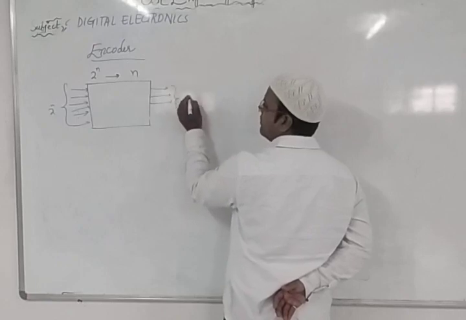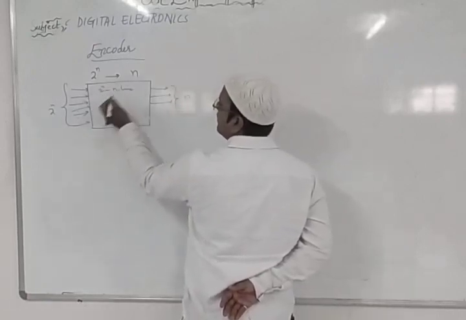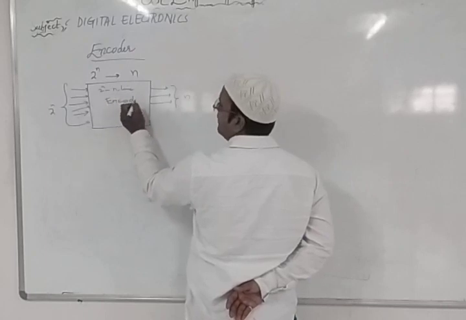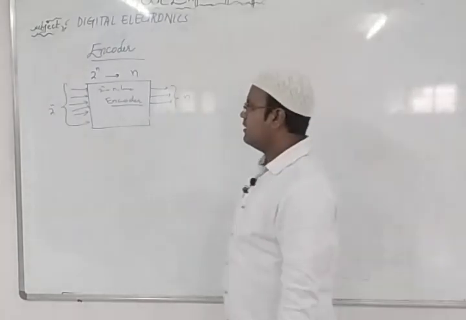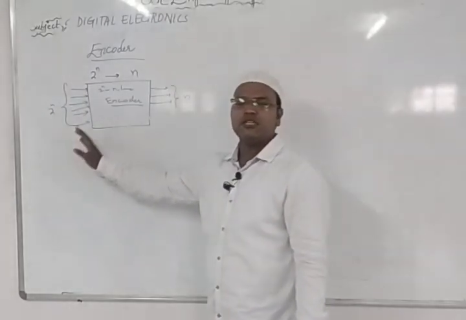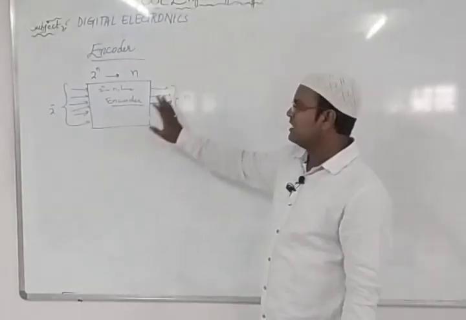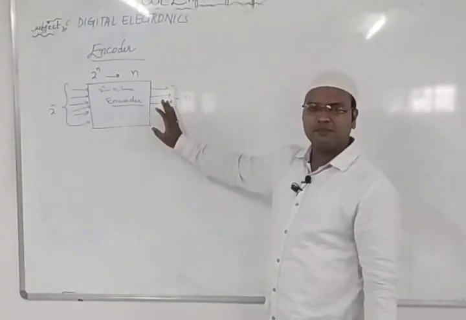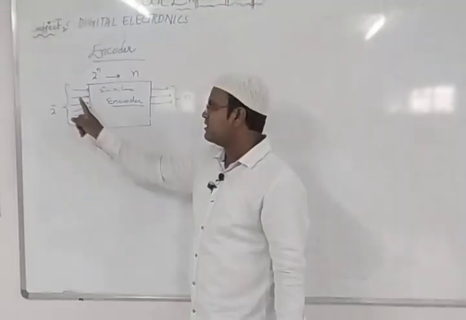So this is your n value. This is what we call a 2 power n to n line encoder, right? So what is the meaning of it? As you can see here, it has different combinations of inputs. Based upon this input combination, it tries to produce the output. Here it is quite similar to your multiplexer, but in a multiplexer the output is single, whereas here the output depends upon this n factor.